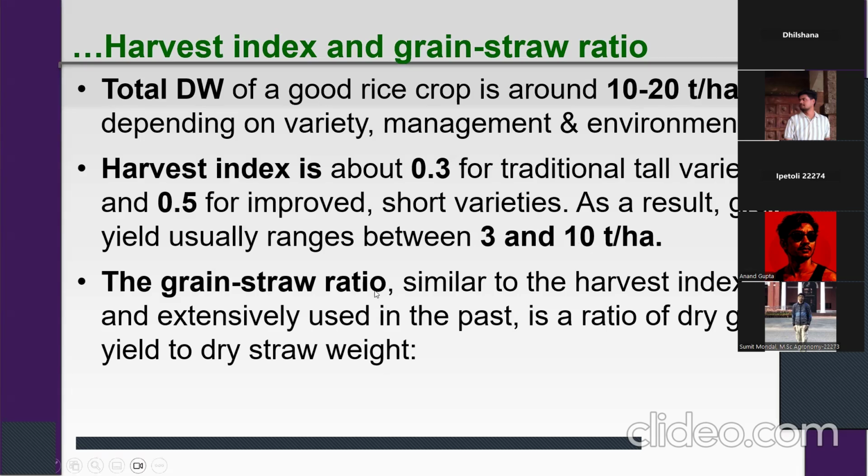The grain to straw ratio is similar to the harvest index and was extensively used in the past. It is the ratio of the dry grain yield to the dry straw weight, means dry grain yield divided by dry straw weight. Suppose it is 0.4, so 0.4 divided by 1. You can calculate the ratio as 0.4:1.